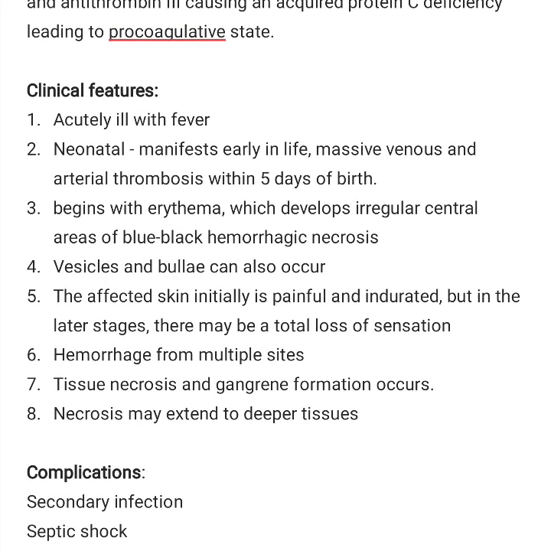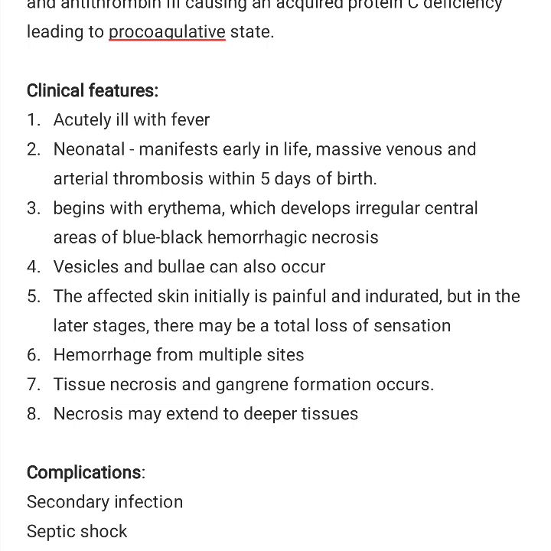Now coming to clinical features, the patient is going to be completely toxic, that is they are going to be acutely ill with fever. In the neonatal type, the manifestations are seen early in life because it is due to hereditary deficiency of the anticoagulative proteins, and as a result of this there is going to be massive venous and arterial thrombosis that is visible within 5 days after birth.